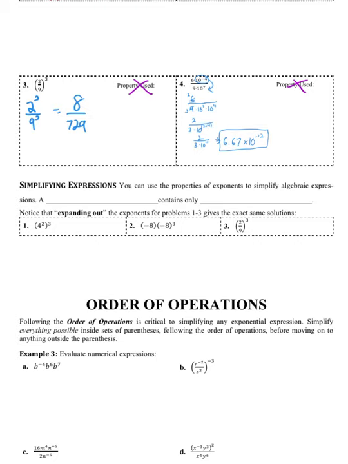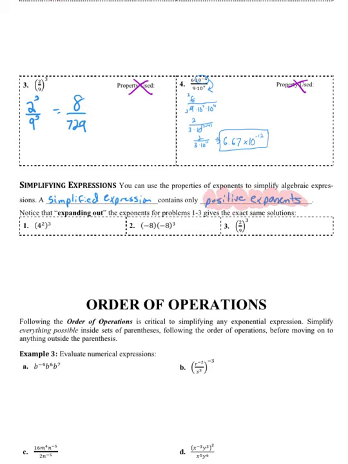Let's see. Last thing I want to talk about today is simplifying expressions. So you can use the properties of exponents to simplify algebraic expressions. That's really important. And a simplified expression should contain only positive exponents. So we don't want any negative exponents in our simplified expression. That's really important. No negative exponents, positive only.